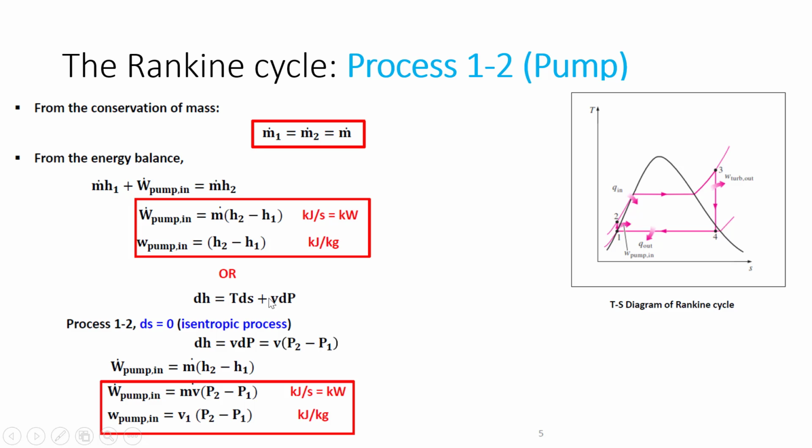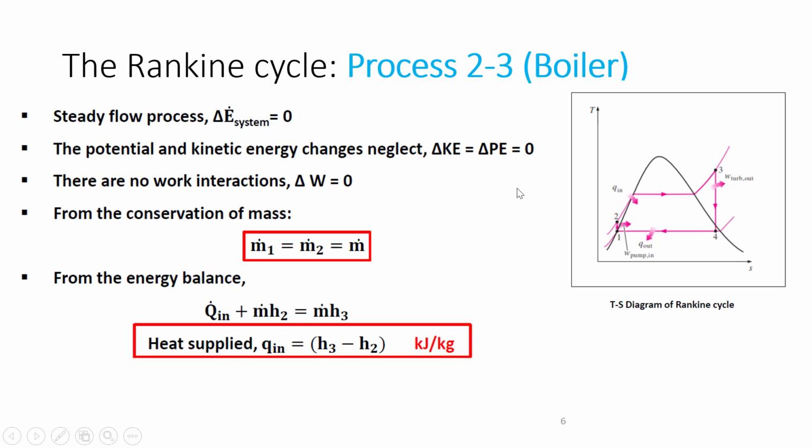Make sure you don't make a mistake with this W. This W is not work, it is specific work, because we divided by the mass. Alright, the second process is process 2 to 3.